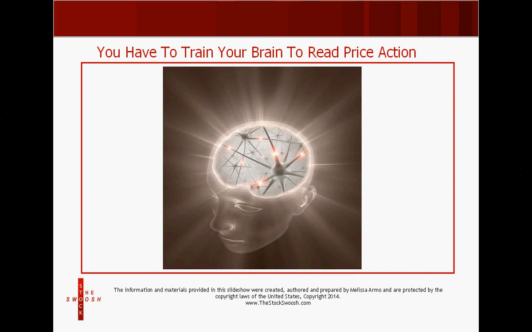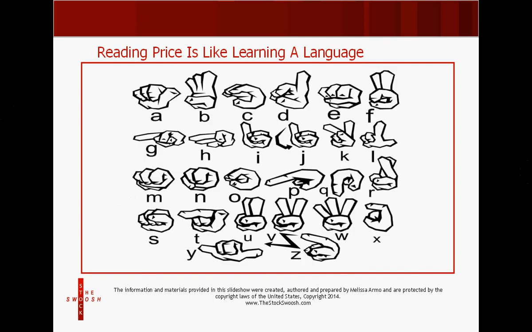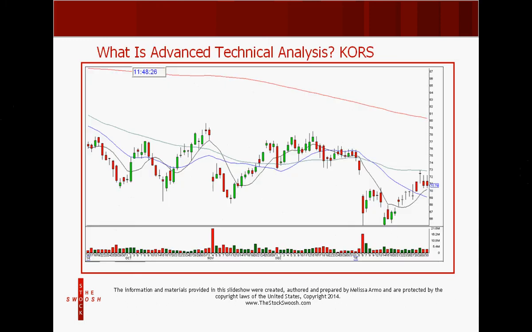But I've trained my brain, okay, to read price action so that I know whether or not I see weakness or strength in the price action that's happening in a chart. And we're going to look at charts today. But how am I able to do this? I've trained my brain, okay? Reading price is like learning a language, like anything else you'd want to do. You have to train your brain. That means actually doing the work to understand and comprehend what the price is actually doing.